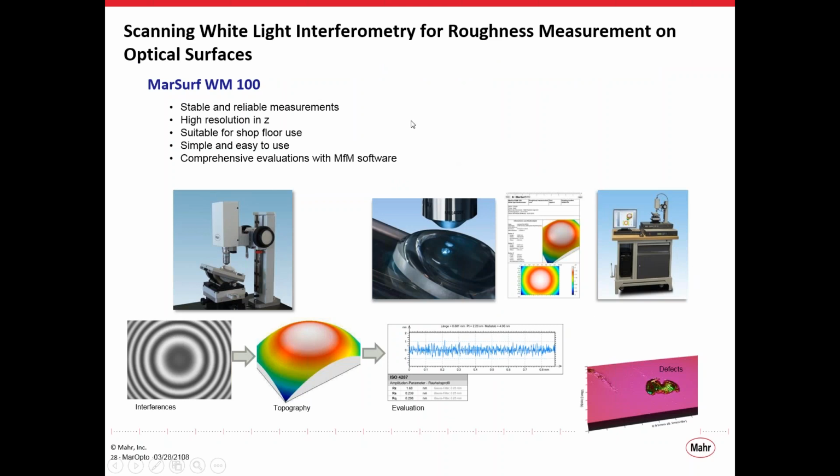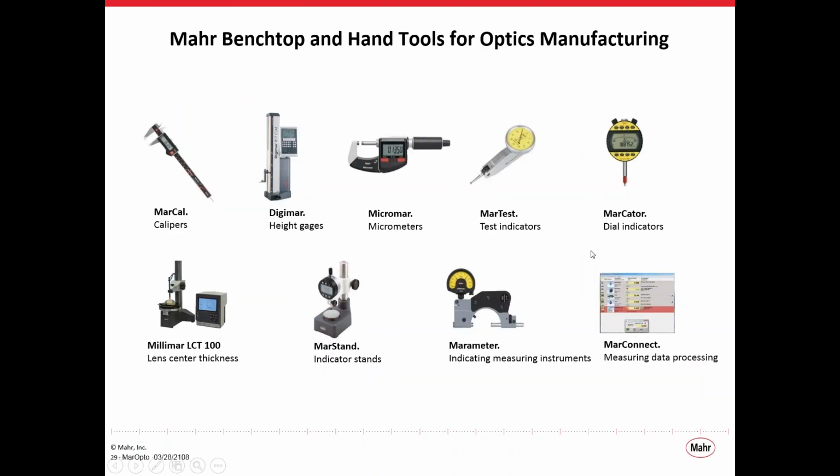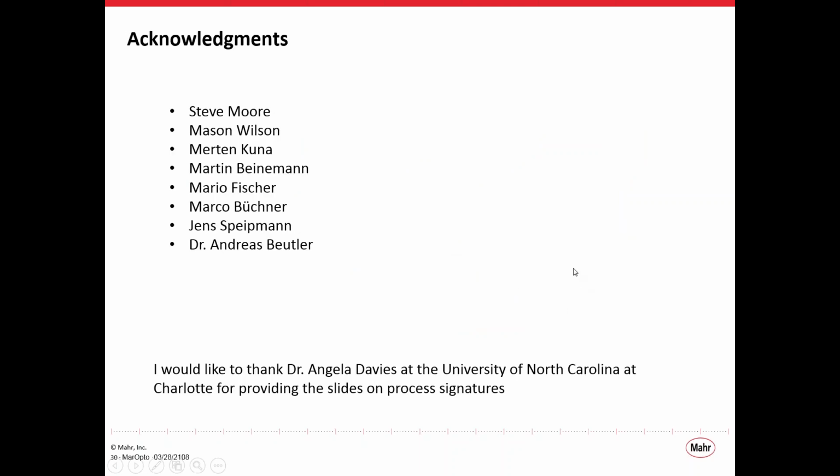And then, as I mentioned earlier, we have a variety of methods of measuring surface roughness, and one of those is the MarSurf WM100. It's a scanning white light interferometer with a very compact design and small footprint that's, again, acceptable for shop floor operation. And then last but not least, MAR is known for our benchtop and hand tools, such as calipers, micrometers, and dial indicators. These include a line of gauges that can be integrated with wireless technology and used to transmit data directly to Windows applications for recording and analyzing the data.